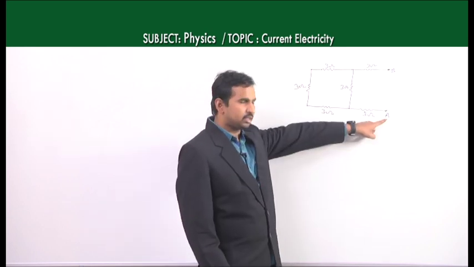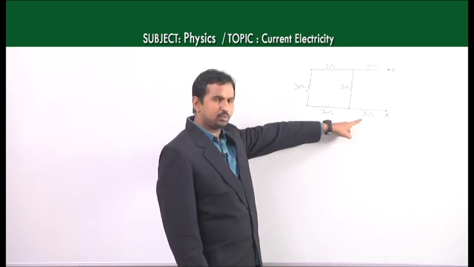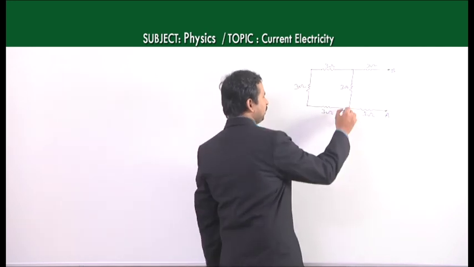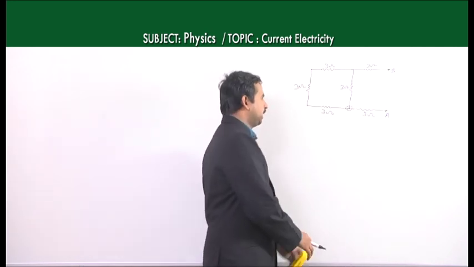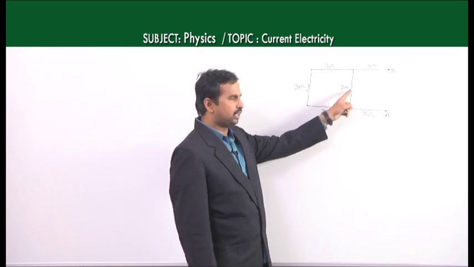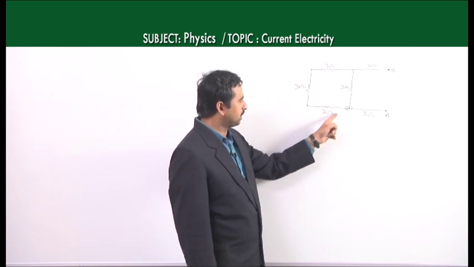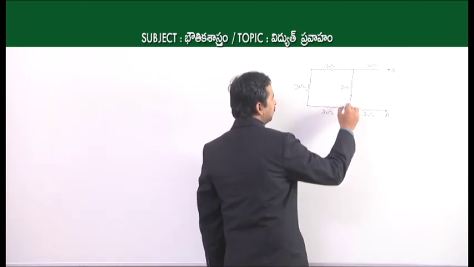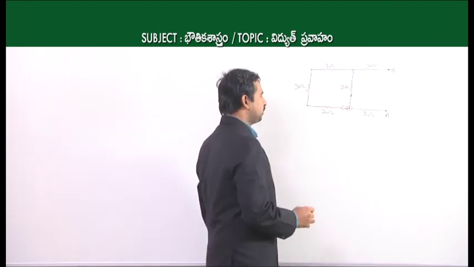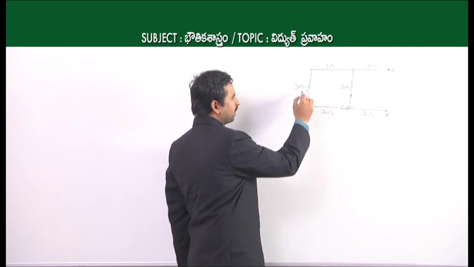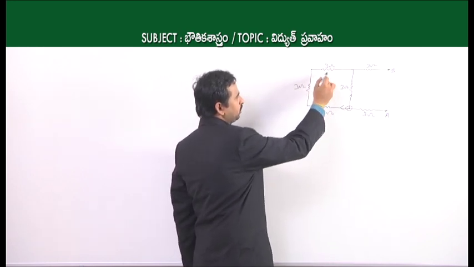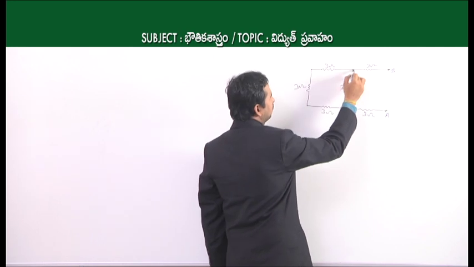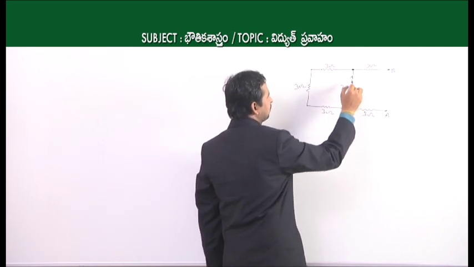Here the current starts, moving through 3 ohms. At this junction point, if you observe, the current is dividing again. One is going up and the other one is coming through this 3 ohms. Whatever current passes through this 3 ohms resistance, the same current passes through this 3 ohms and the next 3 ohms, and again at this junction point it meets with this current.